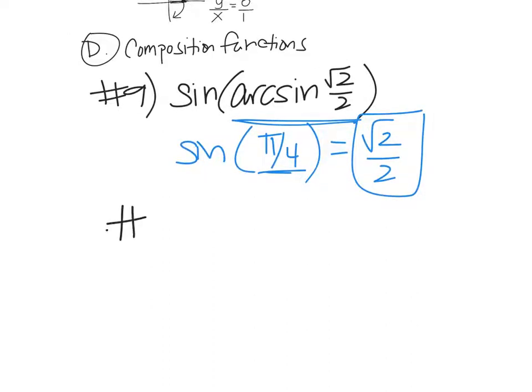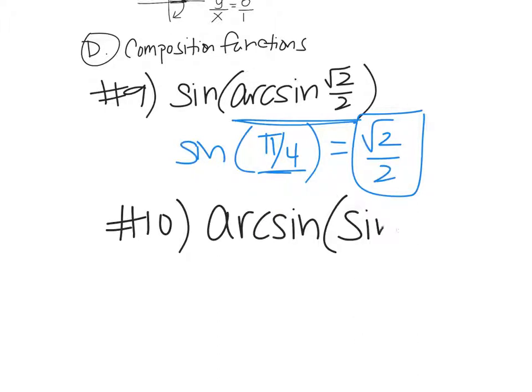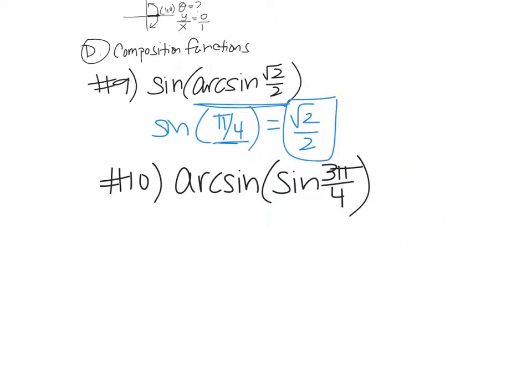Number 10. Let's take the arc sine of the sine of 3 pi over 4. Some people will just cancel out arc sine and sine and say my answer is 3 pi over 4, and that's incorrect. So let's evaluate the inside part first. What is the sine of 3 pi over 4? If I go over here to 3 pi over 4, the sine of that is positive rad 2 over 2.